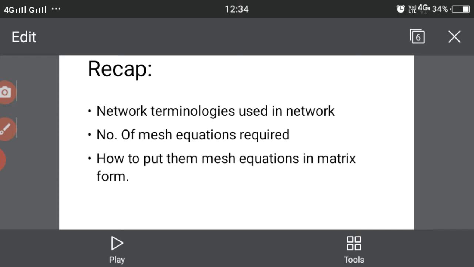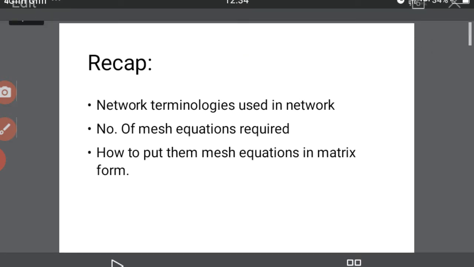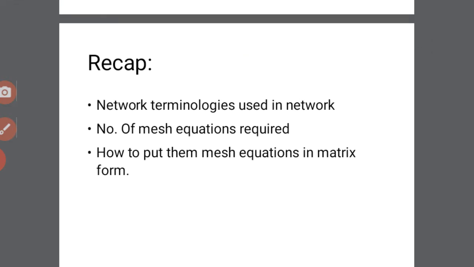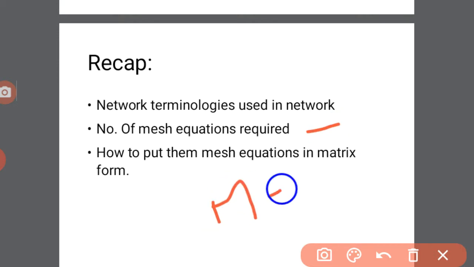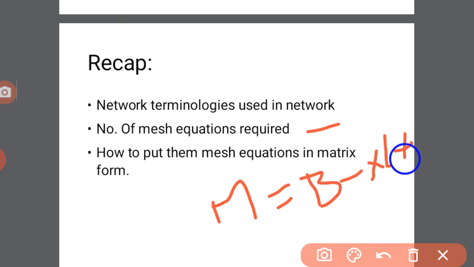Next, the number of mesh equations required. If you are given a network, how many mesh equations are required? At the same time, how do we put the mesh equations in matrix form? In the last class we put the mesh equations in matrix form using the inspection method. The number of mesh equations is determined by the formula m = b - n + 1, where b is the number of branches and n is the number of nodes.